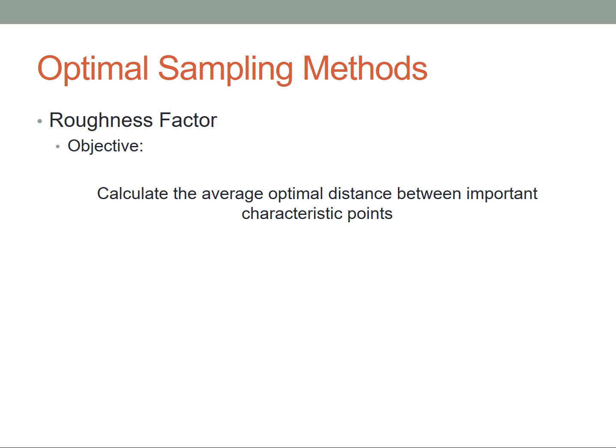So the next thing is roughness factor. This is another optimal sampling method. This one is actually used in geography a lot. So if you're doing any kind of environmental studies, you're going to end up using a roughness factor.